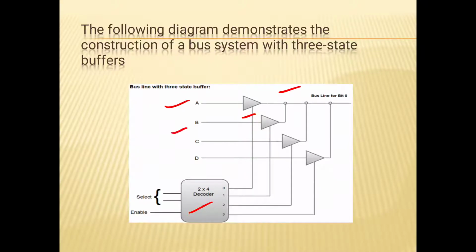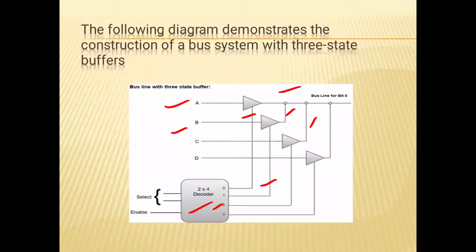Similarly, B is a register which has the normal input line, and one is the control function line which is connected with the 1. Another is the register C, which has the normal input as C and normal output as y, and it is connected with the 2. Similarly, 3 is connected with the D register through the tri-state buffer gate.